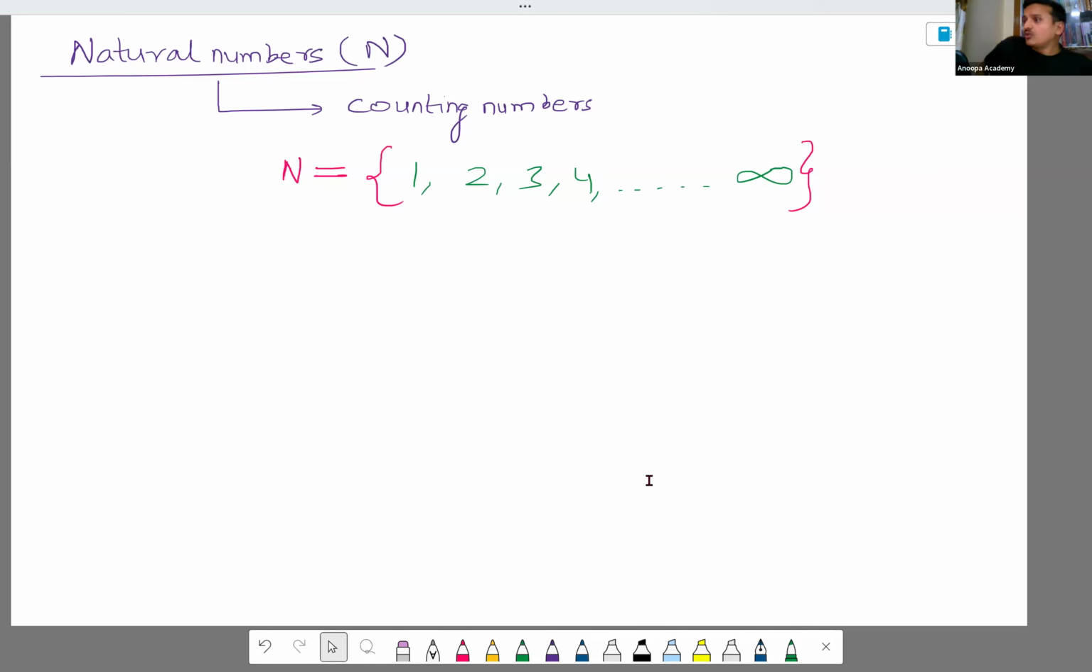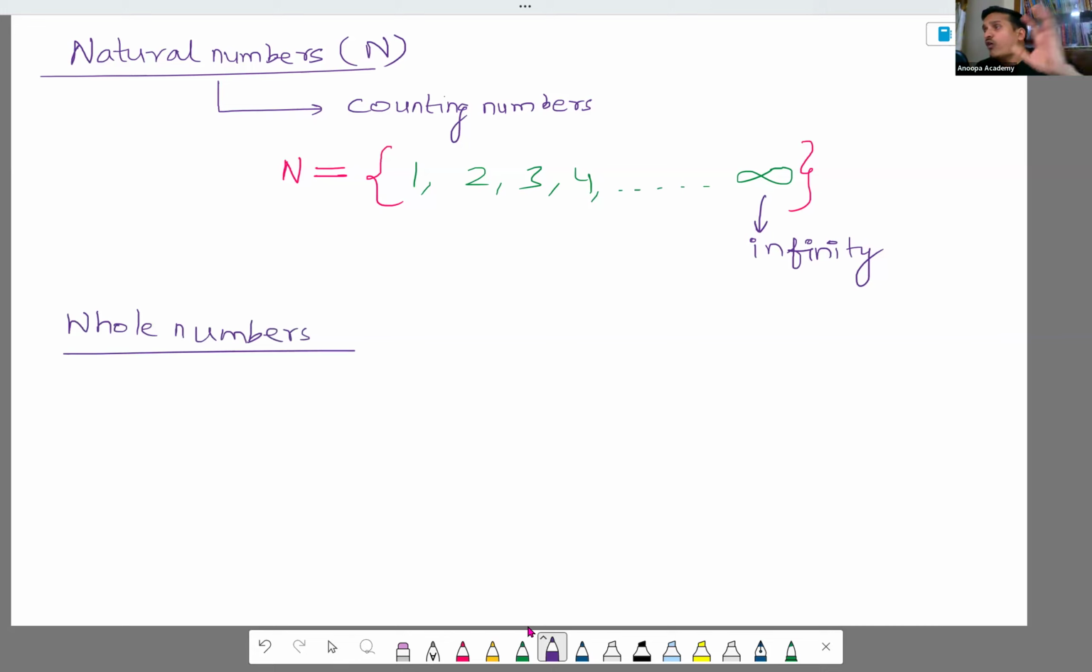So we have understood what natural numbers are. This symbol is called infinity, if anyone doesn't know. Infinity means a very large number. Next, we have whole numbers. The collection of all the natural numbers, including 0, that is 0 plus the natural numbers, becomes the set of whole numbers.